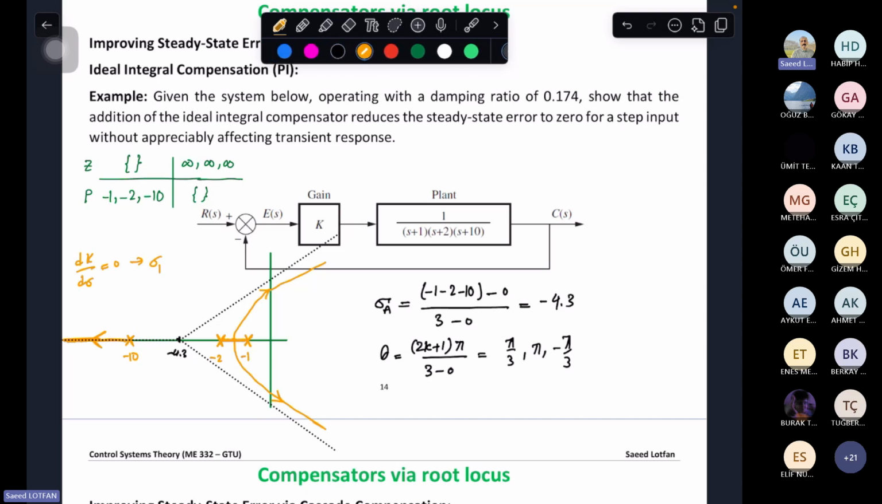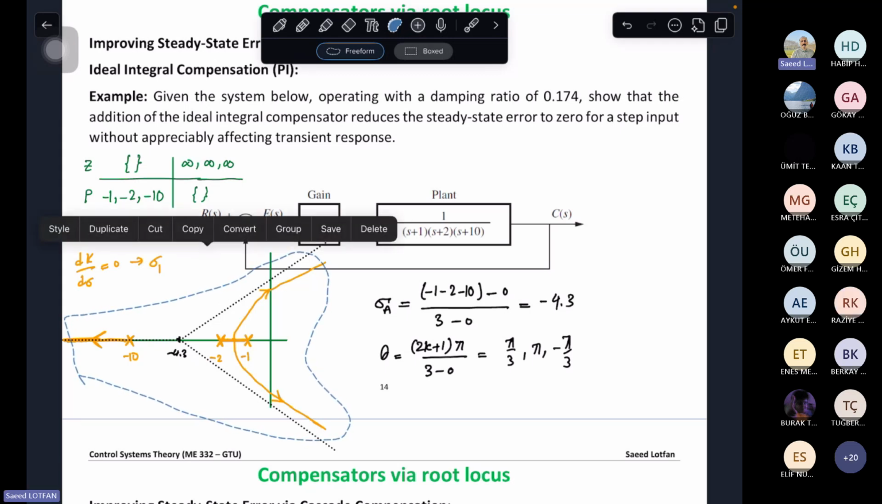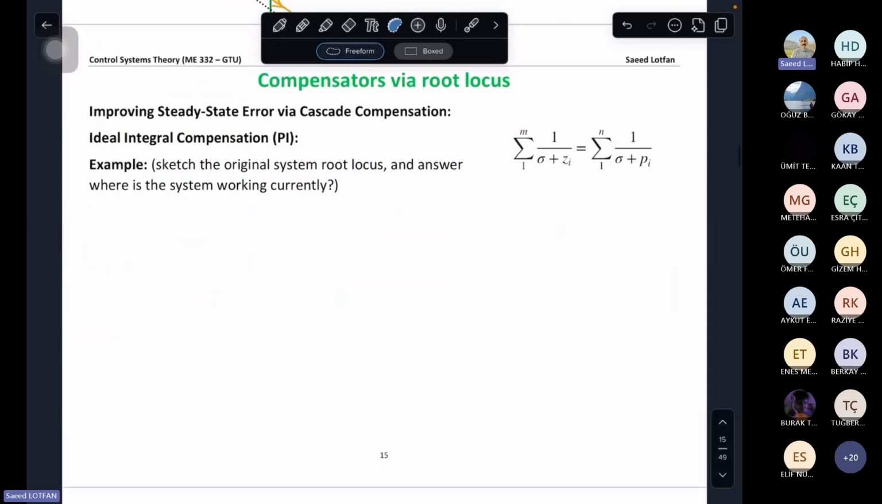And after I have the root locus, I have to find where the system is working now, okay? I have to find that. Where is the system working now? Let's go to the next page.